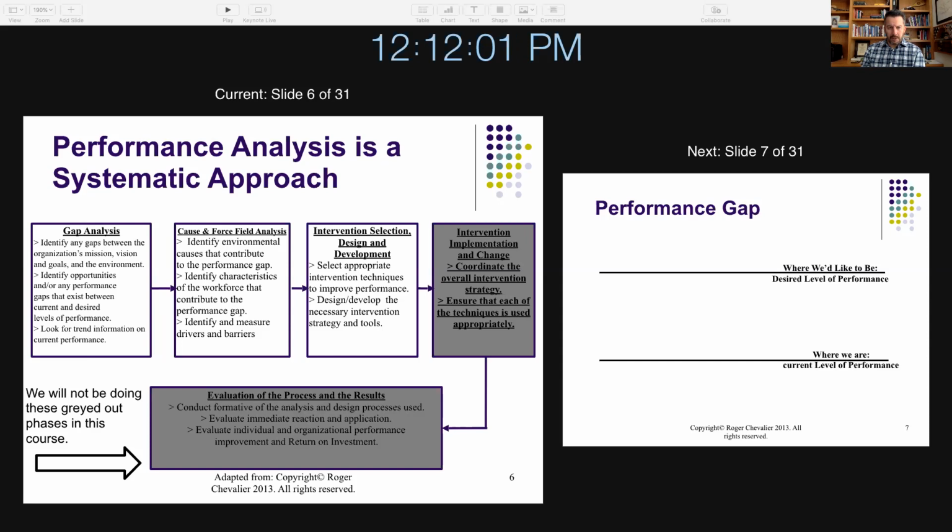The gray areas on this slide we will not be doing in this class. I just wanted to make you aware of these.